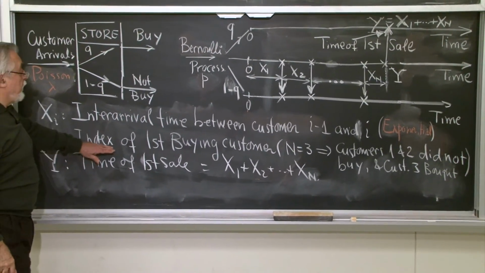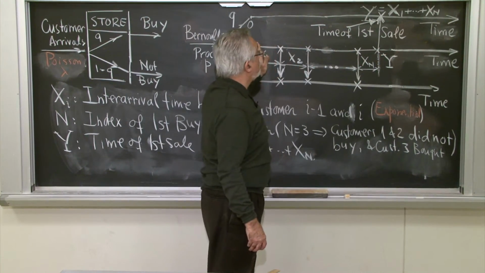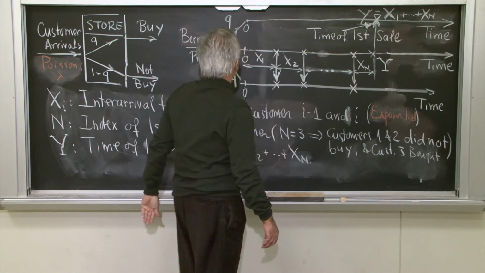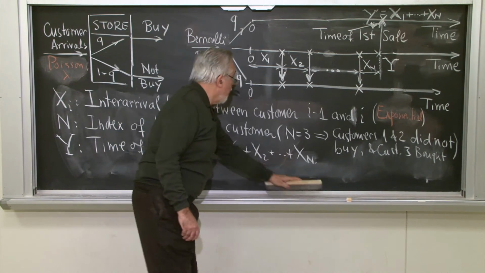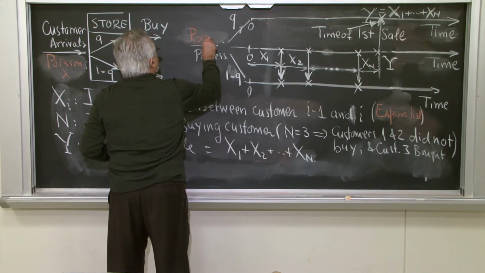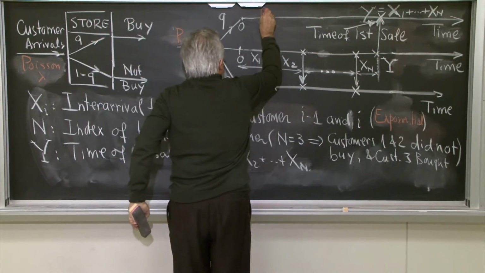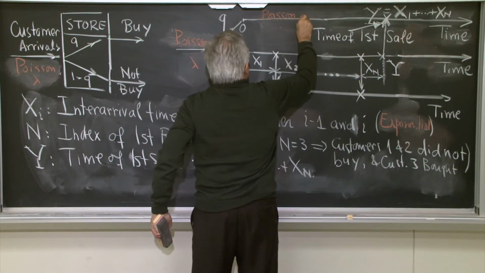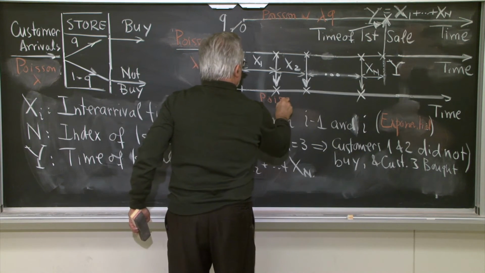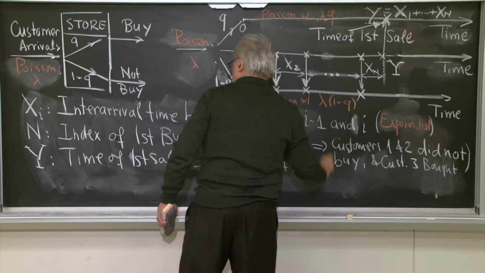The index of the first buying customer will continue to be geometrically distributed because it corresponds to the time of first arrival in the top process, which by splitting is Poisson. Let's correct here. This is Poisson with parameter lambda. This is also Poisson with parameter lambda q. And this is Poisson with parameter lambda 1 minus q.